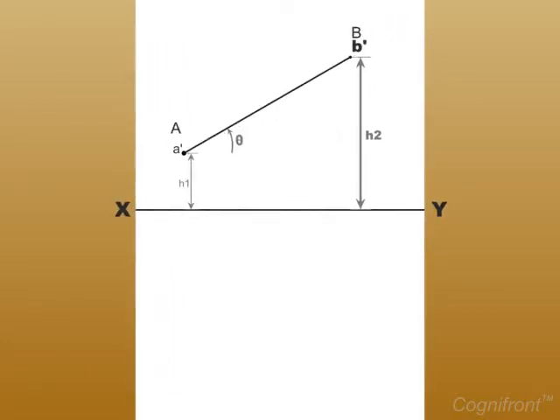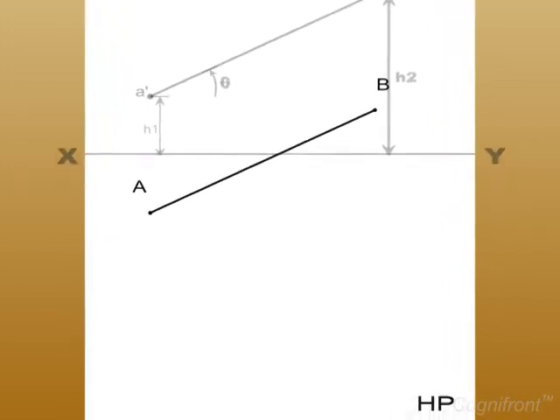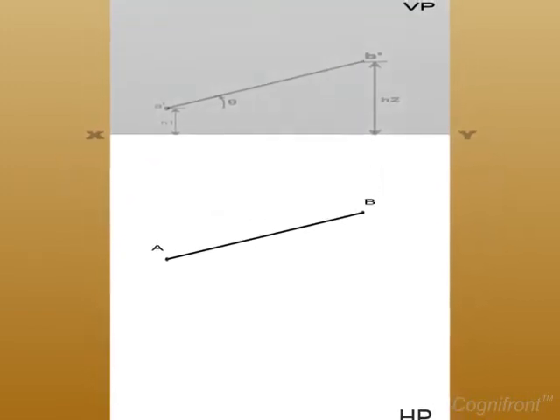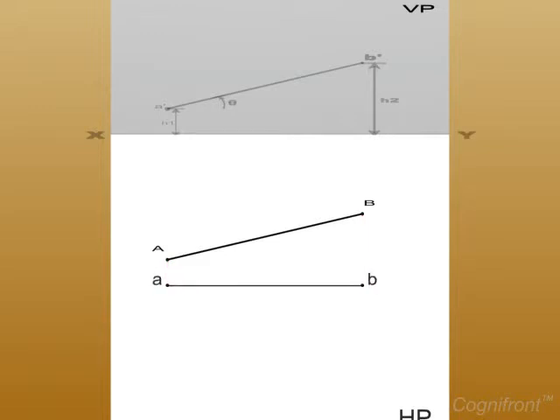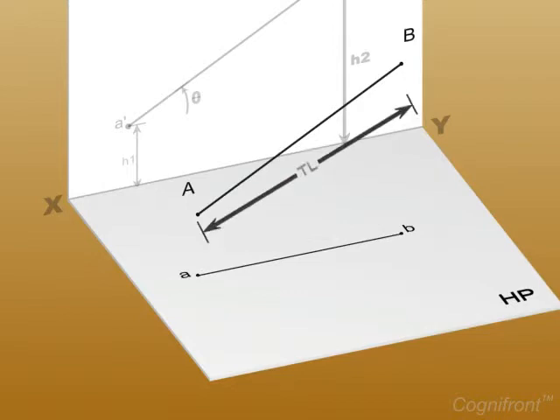Now, change the position of the observer. Looking from the top view, the projectors are passing through A and B and meet the HP orthogonally at points A and B. The line AB is the top view of line AB. The length AB is the shortened length of line AB.